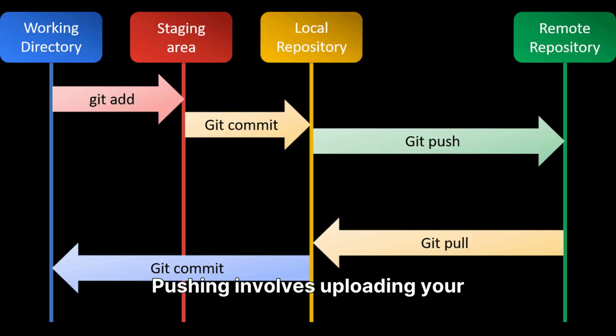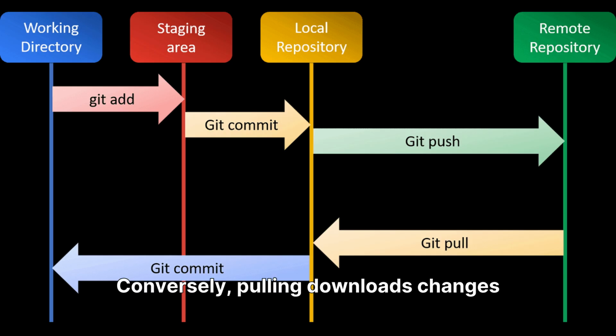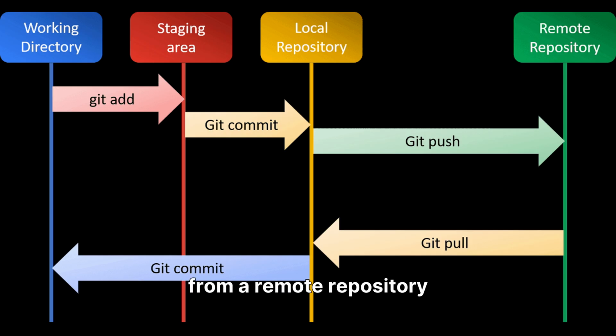Pushing involves uploading your local commits to a remote repository, making your changes available to others. Conversely, pulling downloads changes from a remote repository to your local machine, ensuring your local copy is up to date with the latest shared work. These actions are essential for collaboration and synchronization.